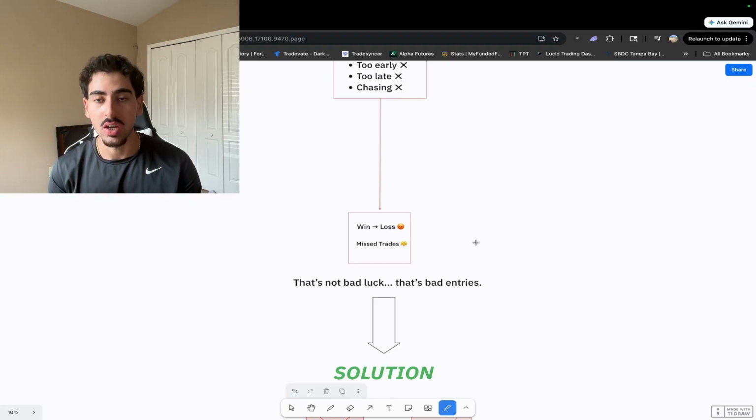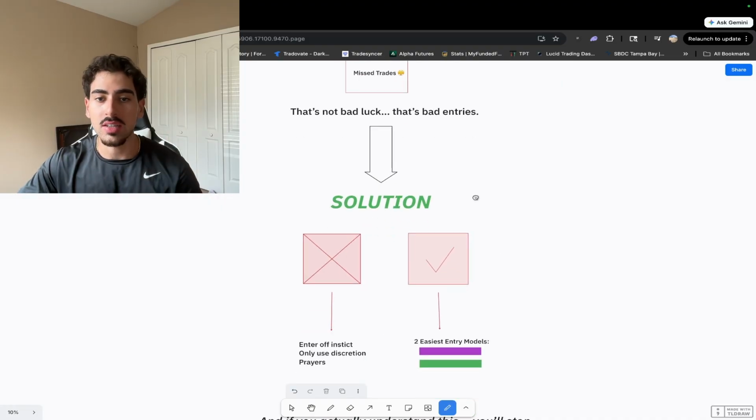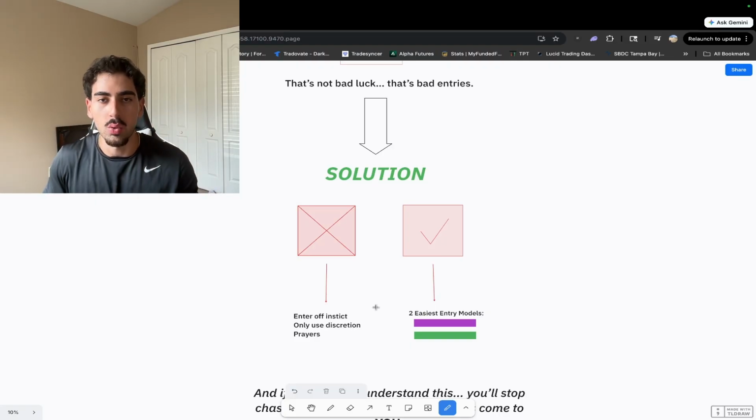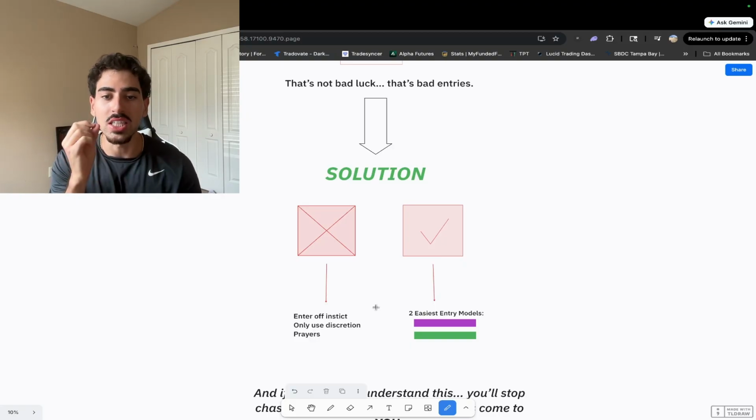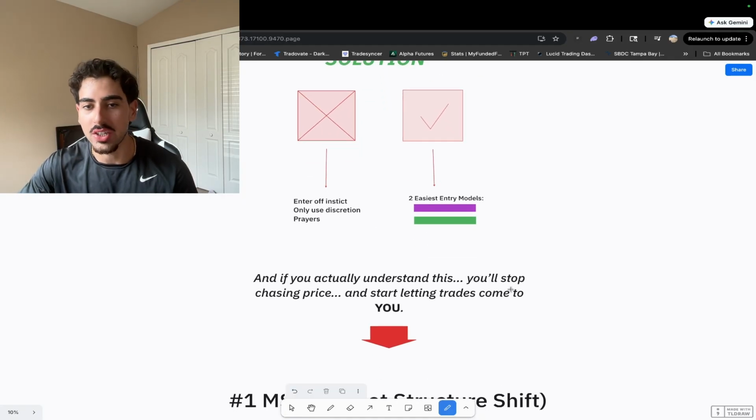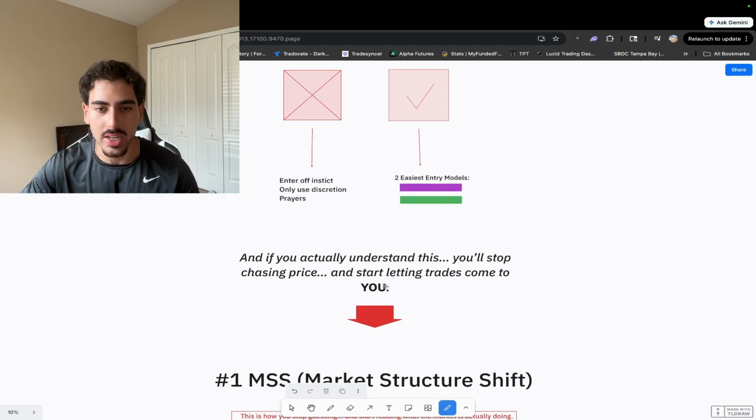These two entries will take you from being unprofitable to profitable as long as you use them consistently with a predetermined bias and strategy already outlined in your model. The solution is this: not to enter off your instinct or only using your discretion to figure out trades, or honestly just hoping on prayers that your trade hits. It is to use these two of the easiest entry models. And if you actually understand this, you'll stop chasing price and start letting the trades come to you.